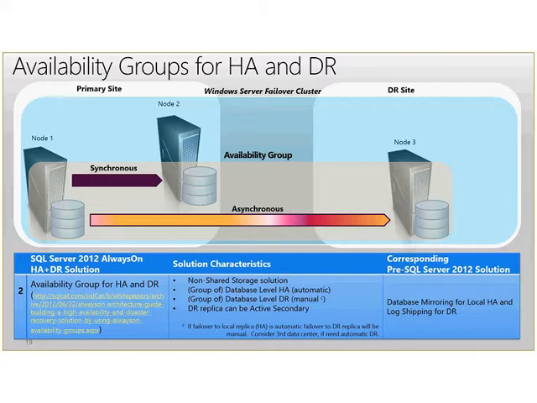If you were to look at a solution like this before SQL 2012, you probably would have implemented database mirroring for the local high availability and log shipping for the remote disaster recovery. And so, you would have had to use multiple technologies. So with SQL 2012, you can leverage just a single technology, availability groups, and then you get all the benefits that I mentioned: multiple secondaries, read-only secondaries, and the ability for automatic failover.